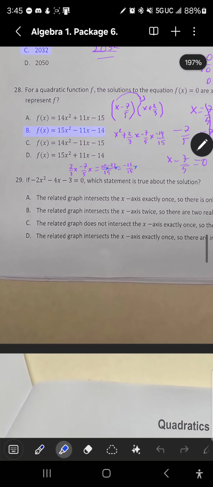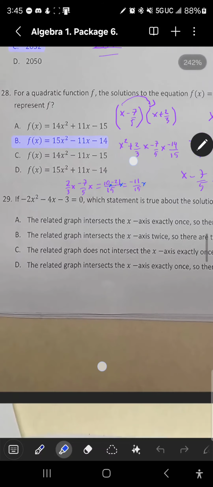Number 29. If negative 2x squared minus 4x minus 3 equals 0, which statement is true about the solution? Okay, before reading the answers, what I need is to find the solution. So let's do it.